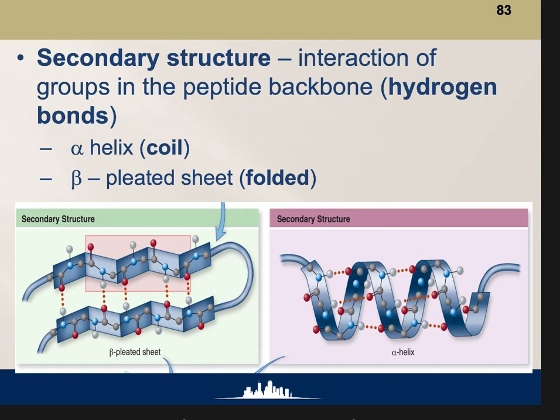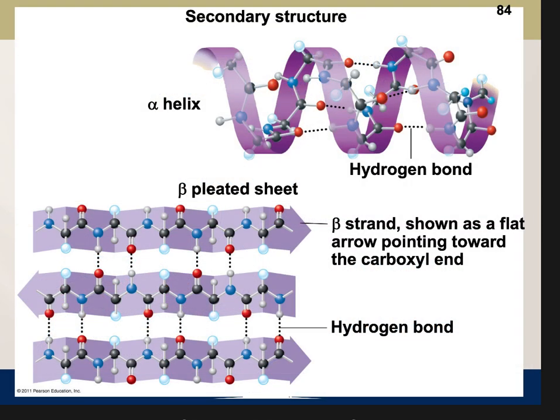The alpha helix is a coil, the beta pleated sheet is folded. And you can see here how we have this secondary structure, beta pleated sheet, and an alpha helix. So we have the beta strand shown as a flat arrow pointing toward the carboxyl end, and then we have hydrogen bonds between the chain of pearls that will allow it to be an alpha helix or a beta pleated sheet. This is the secondary structure.